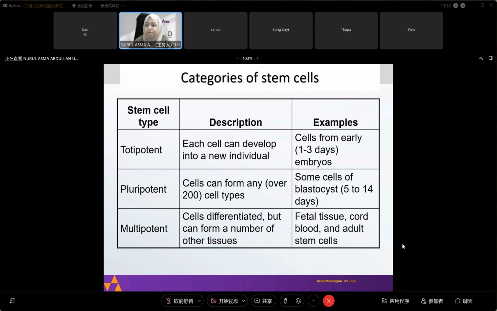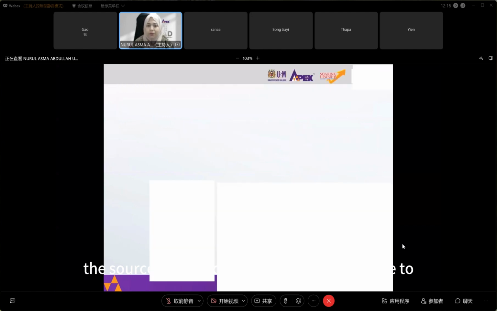And the stem cells are categorized into 3 different categories, depending on where the source of the stem cells is produced. I would love to show you this one.